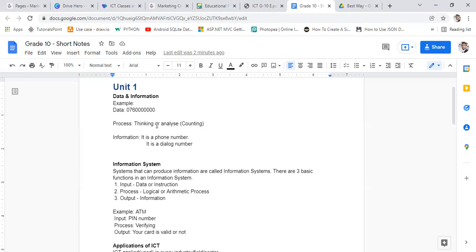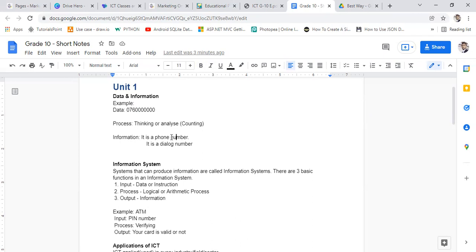So when you process it, in the sense like this number is given, you are thinking on it, you are analyzing. Okay, how to think, how to analyze. Now you just look at this 0 7 6, and you are counting. Okay, 1 2 3 4 5 6 7 8 9 10. So 10 numbers are there. So then we have one piece of information that it could be a phone number. So it is a phone number.